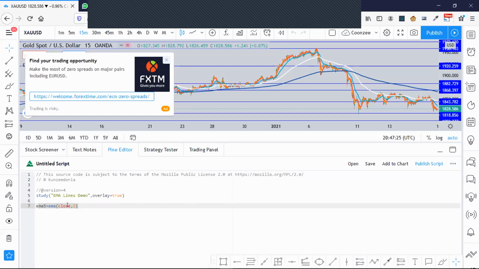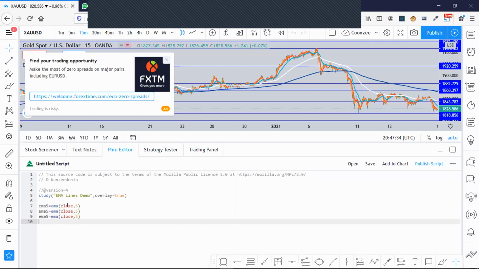I'll copy it 4 more times because I use 5 EMAs. I'm still going to change the values. Let me leave this one, then I use 13, so I'm going to change this to 13. This one to 50. I use 200. And 800.